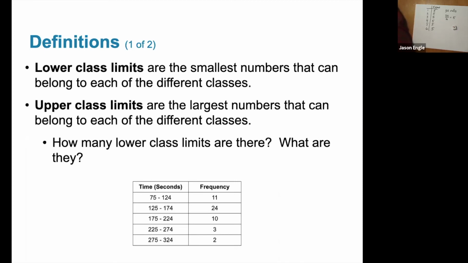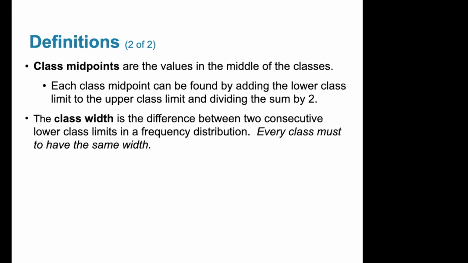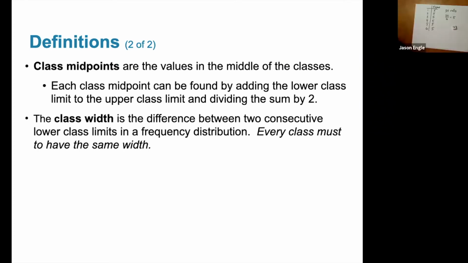And then I could also ask, what are the upper class limits? So you're going to come across some homework problems where it's literally going to say, what are all the lower class limits? And for each class, we can talk about a class midpoint. Now, these are the values in the middle of the classes. Each class midpoint can be found by adding the lower class limit to the upper class limit and dividing the sum by 2.